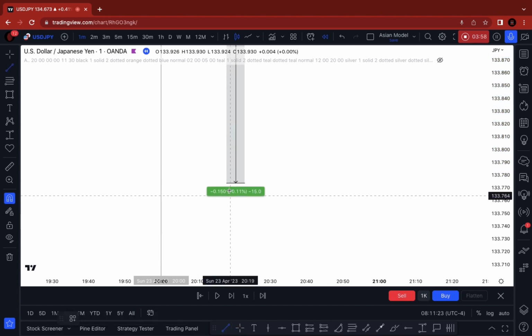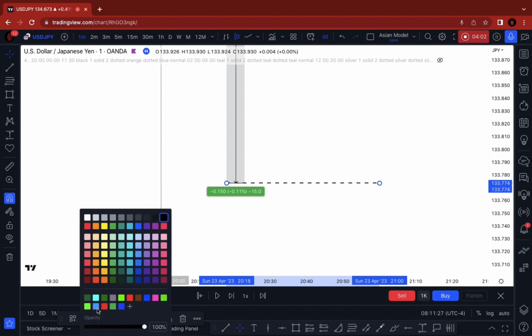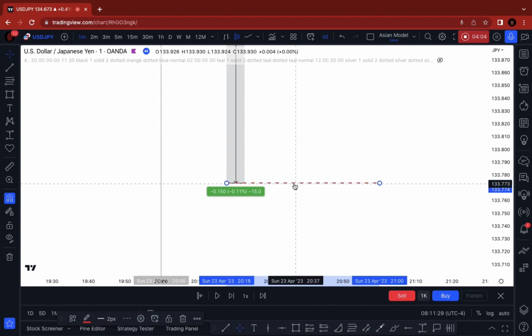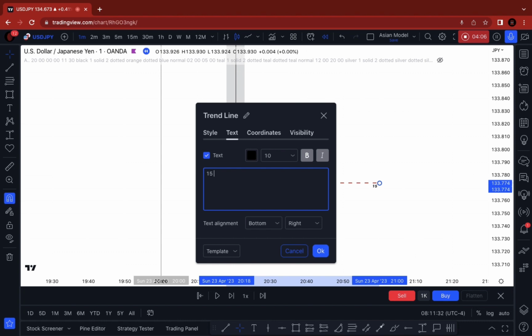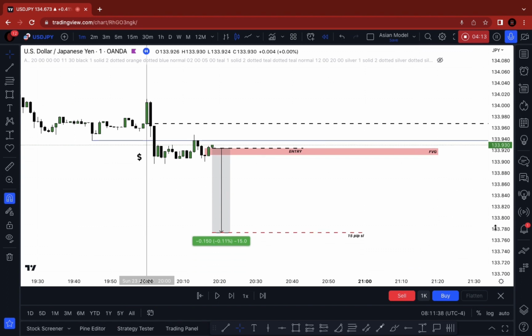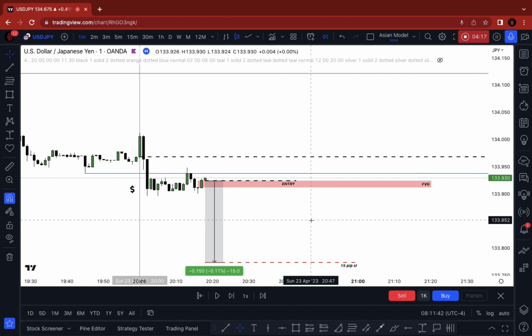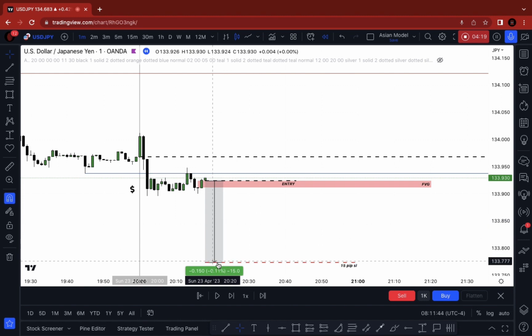So that's 15 here. This would be the SL. That's a 15 pip SL. And then TP is normally going to be more or greater than my stop loss. If not, you could be looking for a 1-to-1. So you risk 15 to gain 15, $1 for $1.